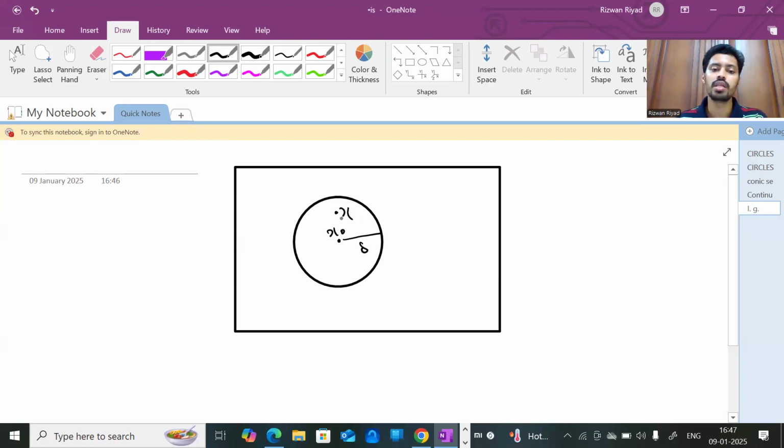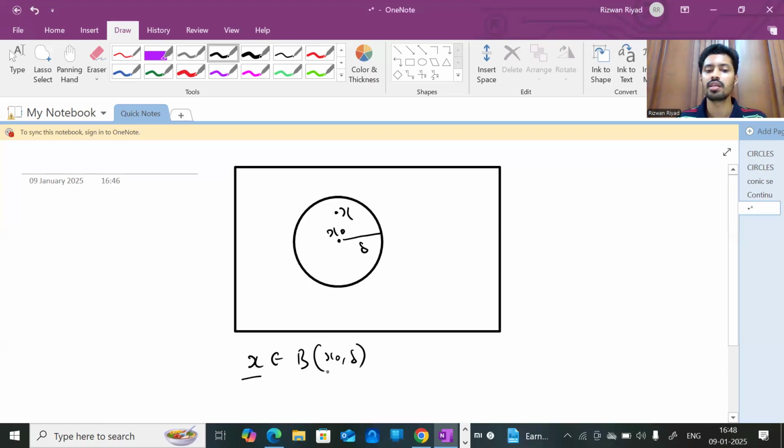If you take any point inside this circle, the distance between that point and x naught is always less than that radius. So if you take any point inside this circle, or inside this ball, that means the distance between that point and the center x naught is less than delta. So we can say that this x belongs to our ball whose center is x naught and radius is delta.